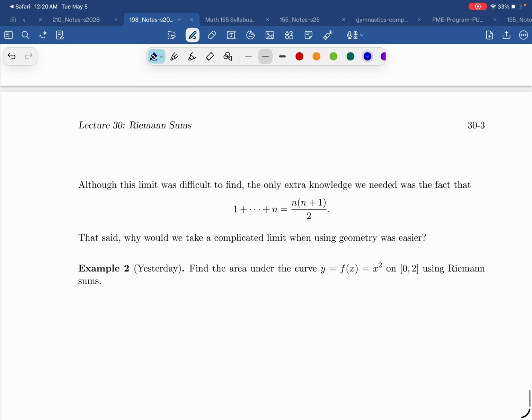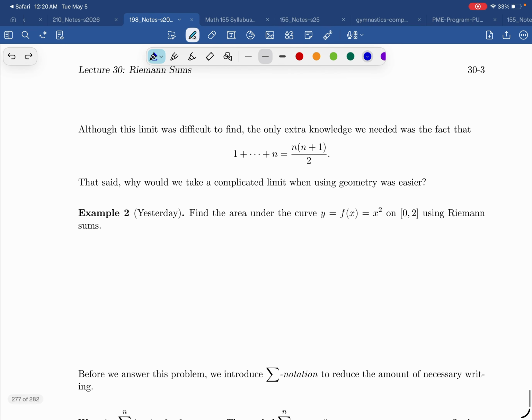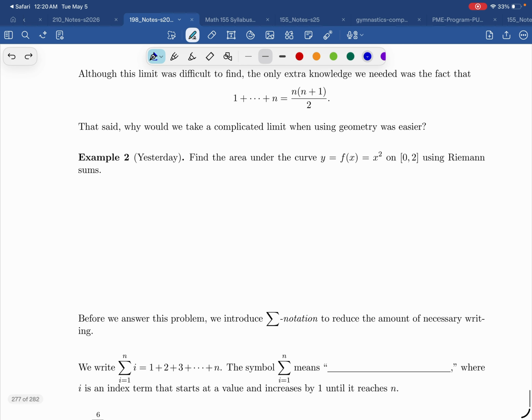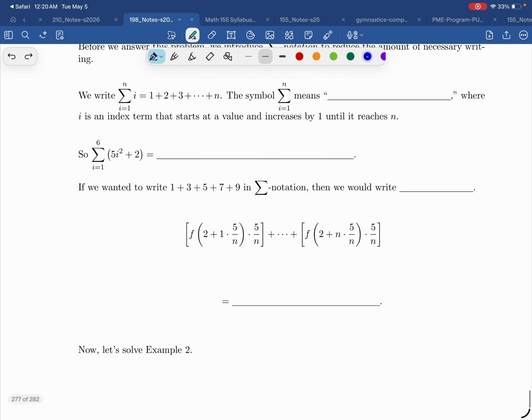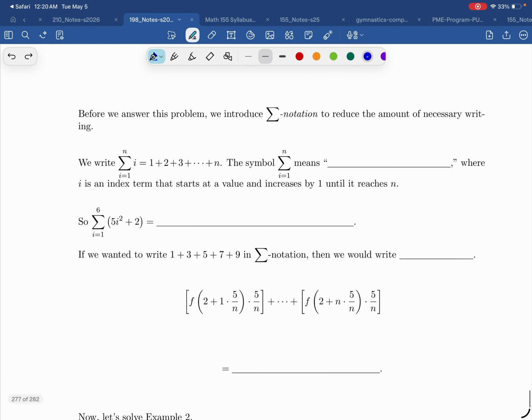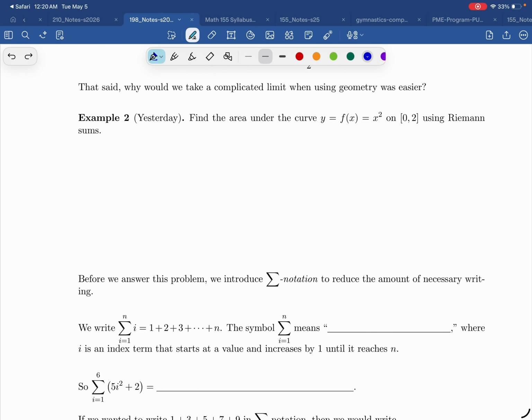Now, the only piece of knowledge that we really didn't know from all that was this. I had to just slip that in there. It is true, you can prove it using induction. But anyway, let's consider example 2. Okay, so I'll just state it right here.